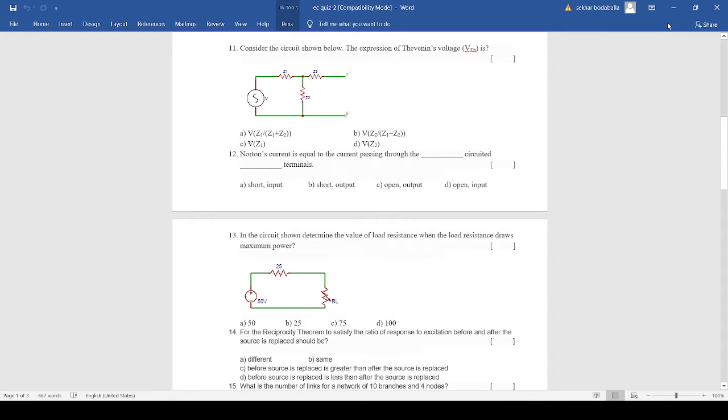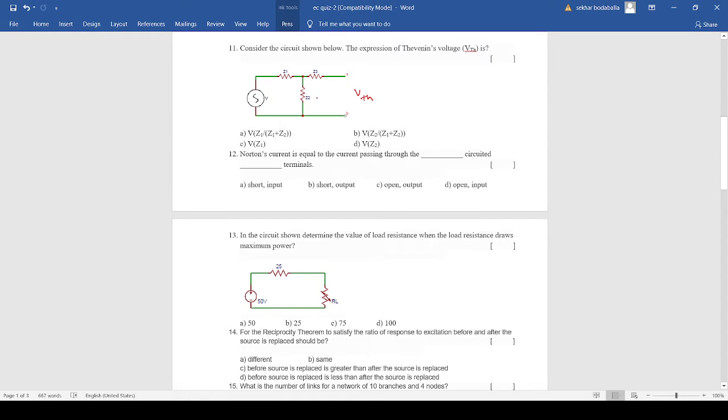In this video we'll see answers for questions from 11th to 20th. So in the 11th question, he is given a circuit and he is asking us to find the Thevenin's voltage. So let us see. In this circuit he is asking us to find the V Thevenin.